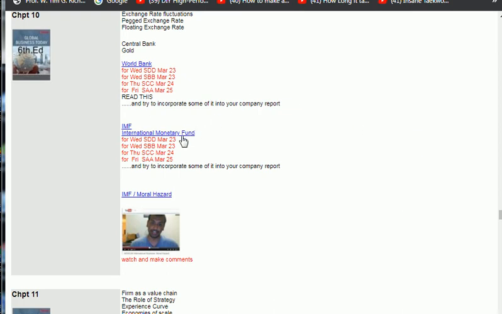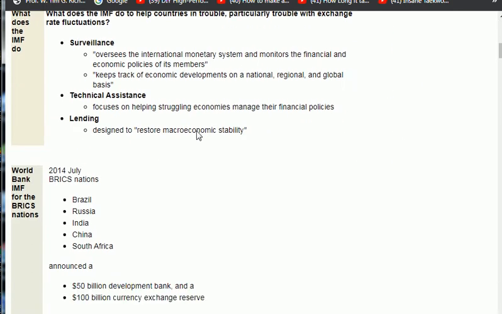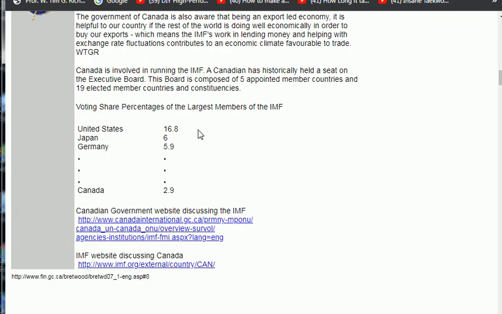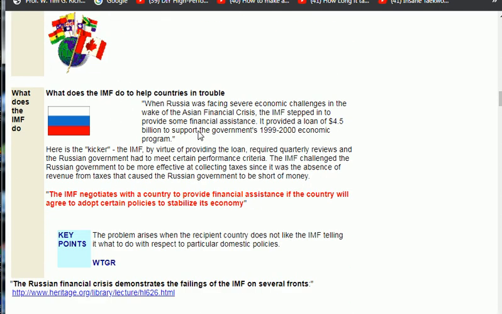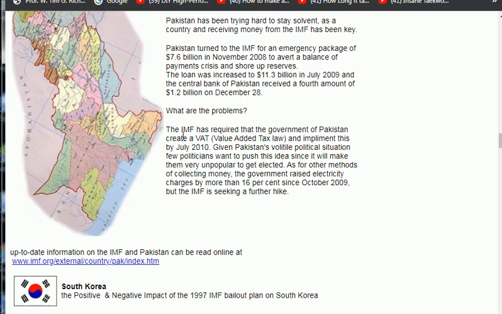The International Monetary Fund loans monies to countries all over the world for problems with their currency exchange rate, and there's some examples here of what they do. For example, it had previously loaned to Russia with the economic problems they had in 1999, and the same thing in Bosnia and the same thing in Pakistan. So you can read about those examples there.